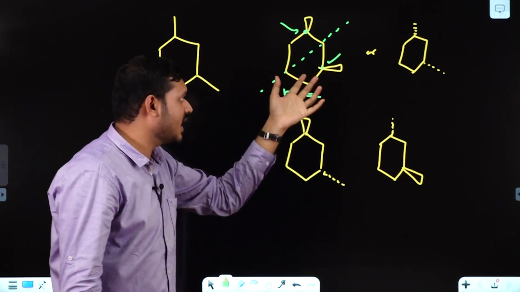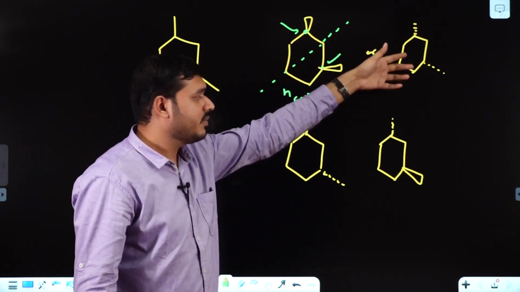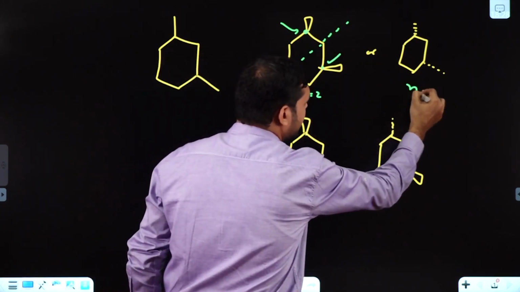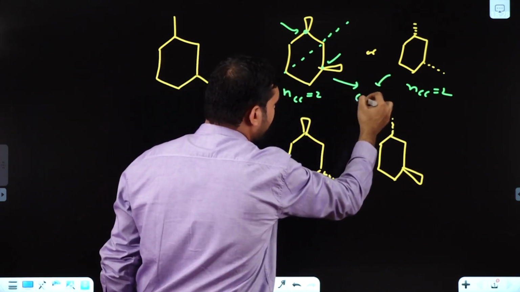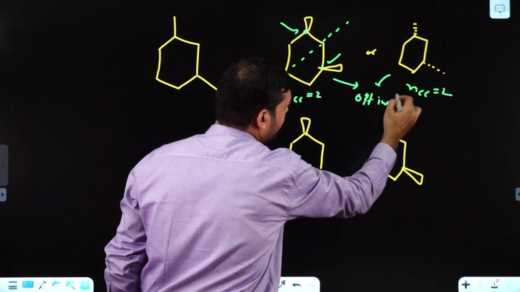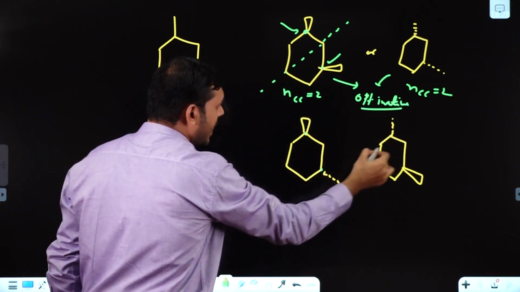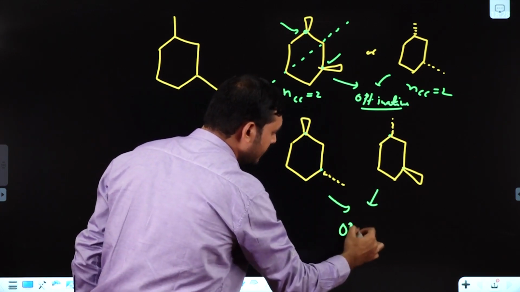If I observe from this side, these two are towards me. But if I observe from the back side, these two will be observed as away from me. Clear? Number of chiral centers equals 2 in all four cases. These two are optically inactive. If I check this one, 2 chiral centers in both, but they are not optically inactive. They are optically active.